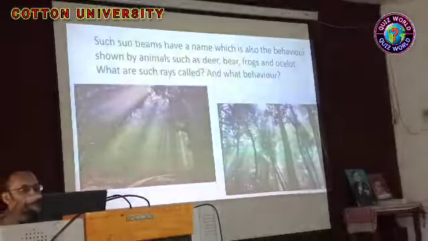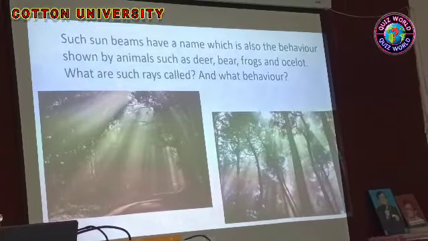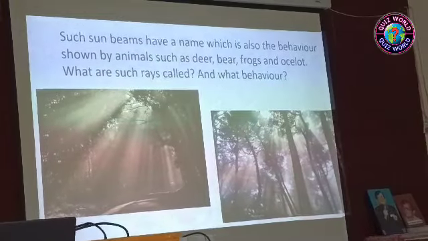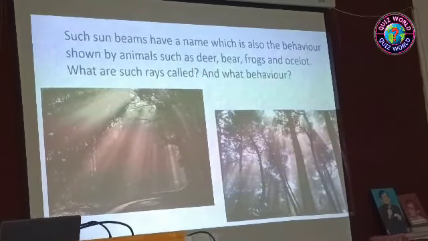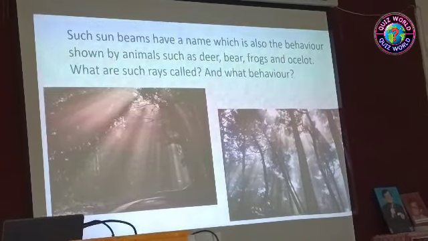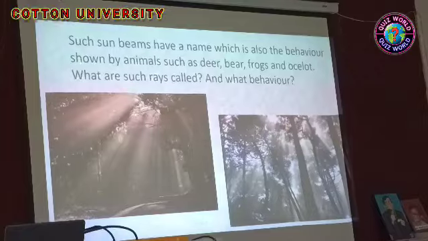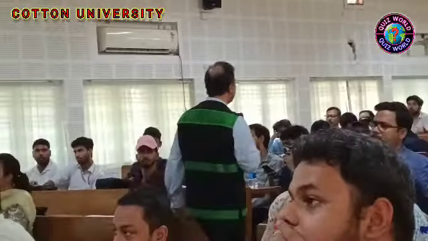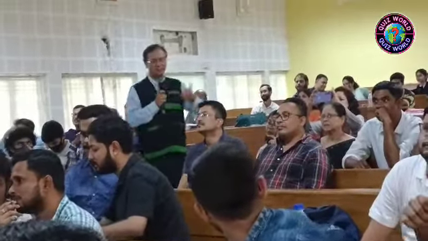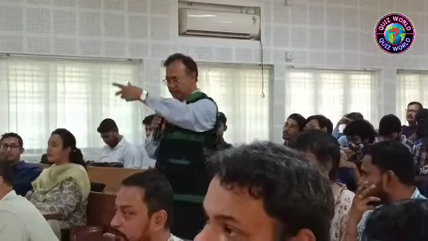Okay, such beams that you see many times when we go to the forest, these lovely beams, and we all struggle to take photographs. Such sun beams have a name which is also the behavior shown by animals like deer, bear, frogs, ocelot, many other animals. I just picked the top 5. Okay, what are these rays called and what is the behavior? These animals are called something because of this behavior. Okay? And the names of these sun beams are also called the same.